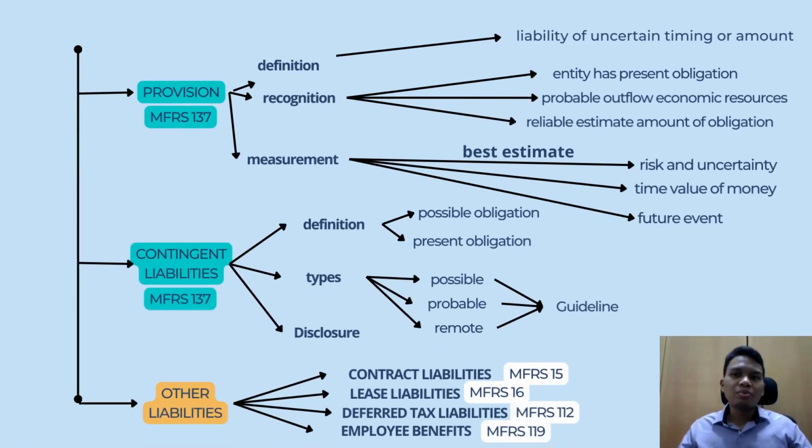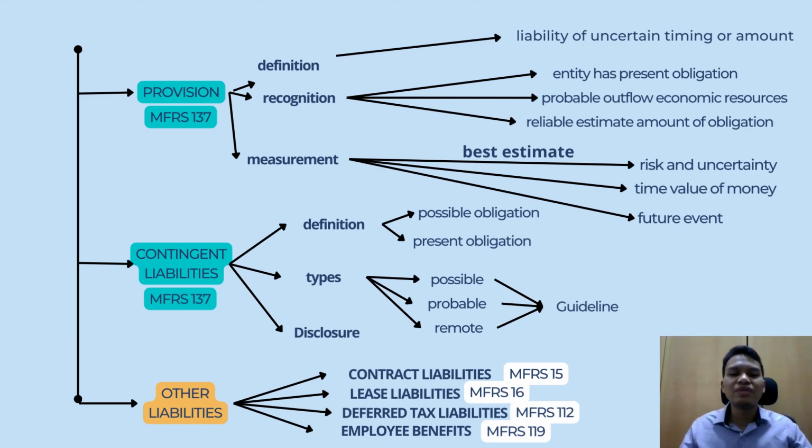Next, we have discussed about provision, which is related with MFRS 137. We have discussed about the definition, where liabilities of uncertain timing or amounts. We also have discussed about recognition, which has three conditions, which are entity has present obligation, probable outflow of economic resource, and reliable estimate amount of obligation. Lastly, about measurement, where in order to reach the best estimate amount, there are three factors to consider, which are risk and uncertainty, time value of money, and future event.